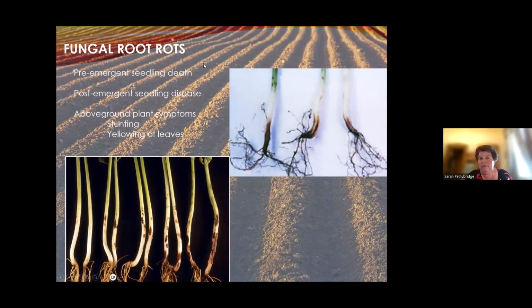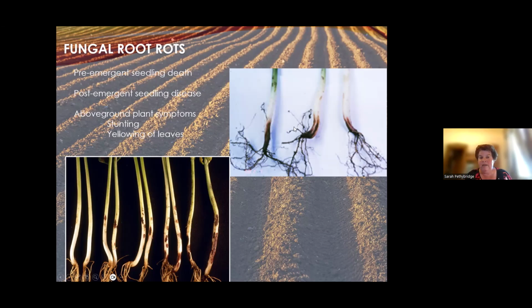So fungal root rots manifest themselves as either pre-emergent seedling death, or post-emergent seedling disease, so the plant will come up through the soil and then die. The above ground plant symptoms, if the plants do survive till later in the season, might be stunting of the plants, yellowing of the leaves, generally non-thriftiness of the plant. And when you pull those plants up, you might have these quite dramatic brown necrotic lesions at the soil lines that you can see here.